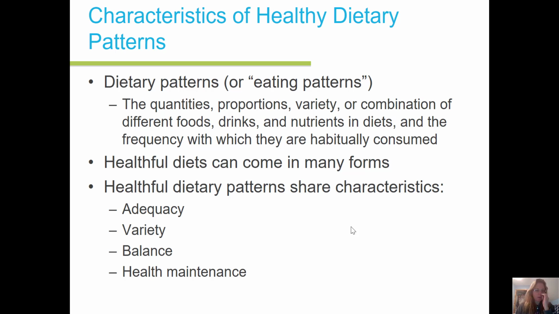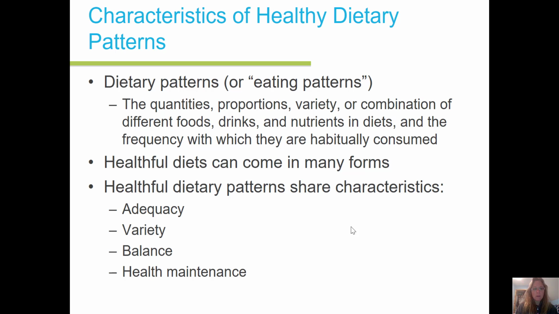So you're going to hear me say that word a lot throughout the course of the semester. And a dietary pattern really is defined as the quantities, proportions, variety, or combination of different foods, drinks, and nutrients in our diet, and the frequency with which they're habitually consumed. So everybody has a different eating pattern or a different dietary pattern, so they can come in different forms.